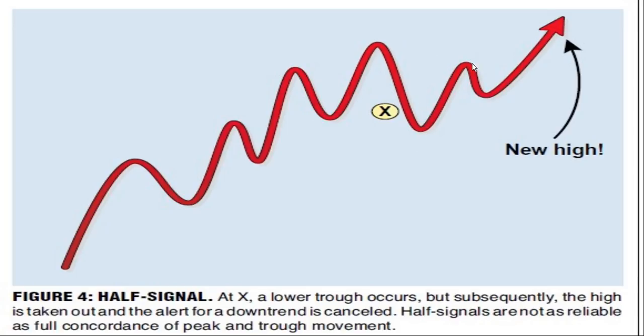Then the market goes up to here. This becomes another higher peak, comes down a bit here. This low is not broken, it goes up and a new high gets made. So this is a half signal, where a lower trough occurs but subsequently the high is taken out. The alert for a downtrend is cancelled. So a half signal is basically an alert. It is not reliable, it is not a signal you can trade. But whenever a half signal appears, you should be alert that the trend might end here. So we can have a clean uptrend, a clean downtrend and a half signal. This whole theory is coming from Dow.